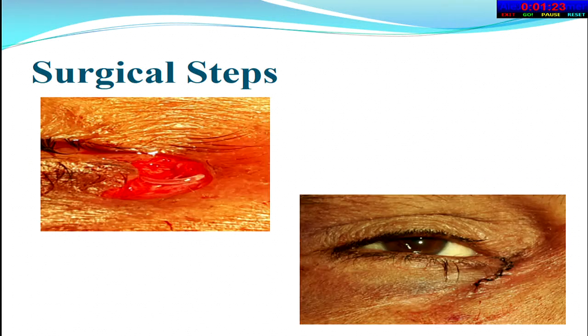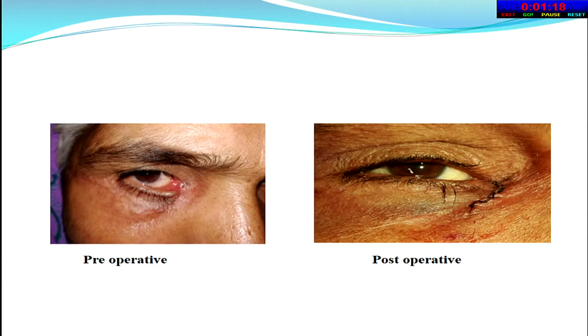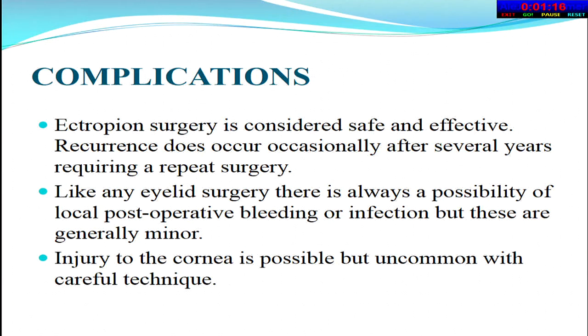Simple dissection and suturing was helpful after passing the mini Minoka. So this was the post-operative result. Coming to the complications, ectropion surgery is considered safe and effective. Recurrence does occur occasionally after several years, requiring a repeat surgery. Like any eyelid surgery, there's always a possibility of local post-op bleeding or infection, but these are generally minor.